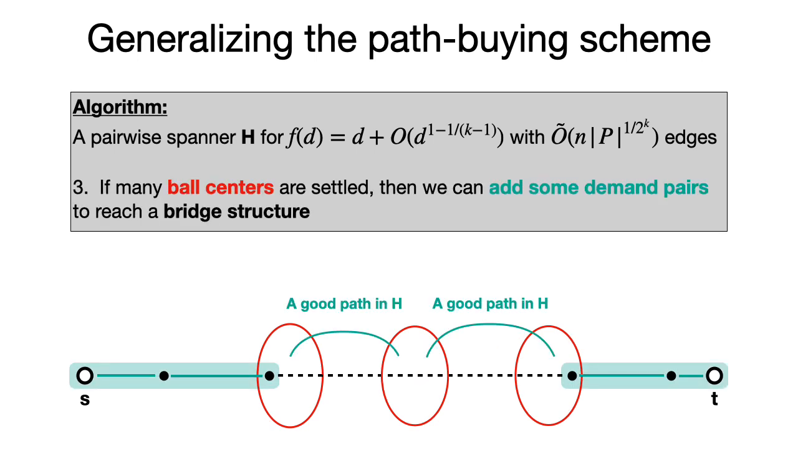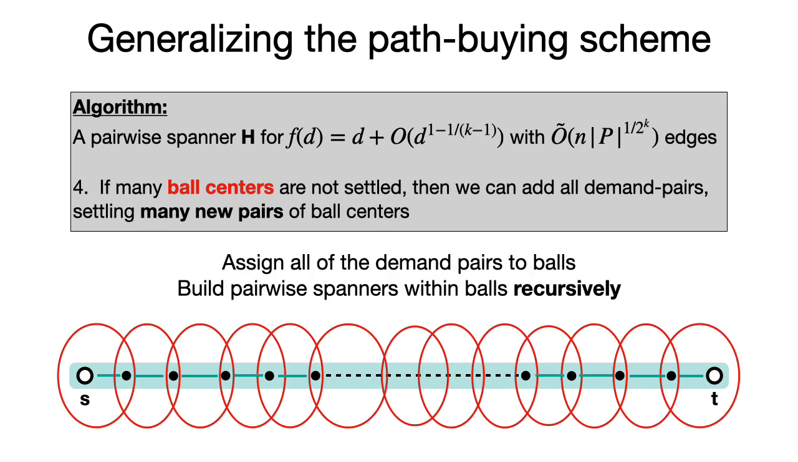As before, let's consider two complementary cases. If many ball centers are settled, then we can add a small number of segments to reach a bridge structure. Otherwise, we will add all of the segments while settling a lot of new pairs of ball centers. Here, when we add a segment to the spanner, we're not directly adding the subpath. Instead, we will assign this segment as a demand pair to the ball around it, and then build a pairwise spanner within this ball in a recursive manner.